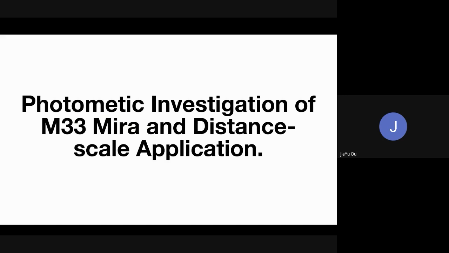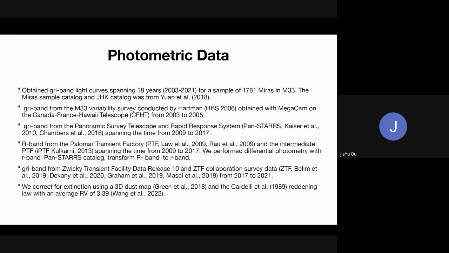So next, we move on to the fundamental investigation of the M33 Mira for distance scale application. Next. So we combine the photometric data from several surveys, and we pick the sample of the Mira in M33 from the catalog, and we also collect its JHK catalog, and we align the GRI band in the CFHT and the GRI band with Pan-STARRS.